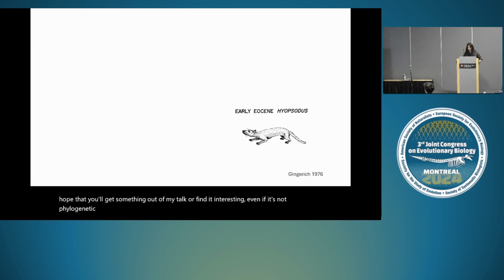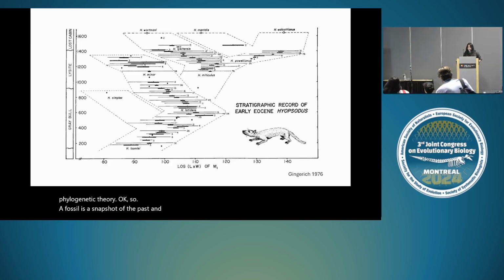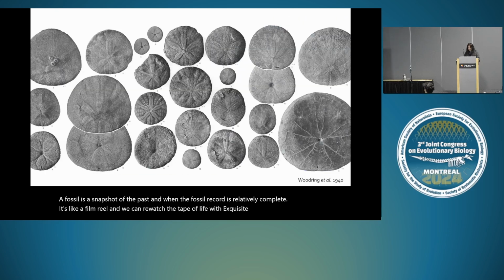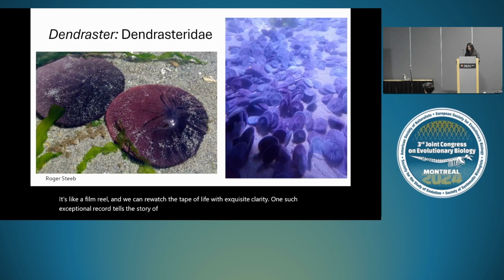Okay, so a fossil is a snapshot of the past. And when the fossil record is relatively complete, it's like a film reel, and we can rewatch the tape of life with exquisite clarity. One such exceptional fossil record tells the story of Dendraster sand dollars. Dendraster is the only genus in the sand dollar family Dendrasteridae, found living today on the Pacific coast of North America from Alaska down to Mexico.